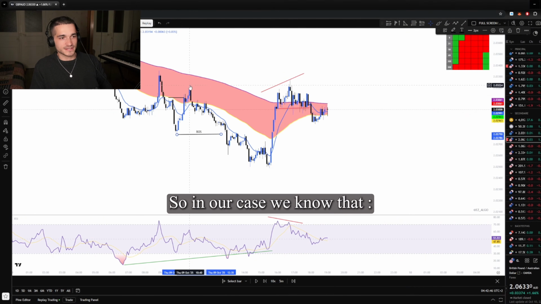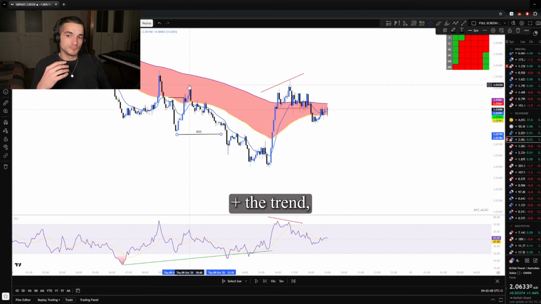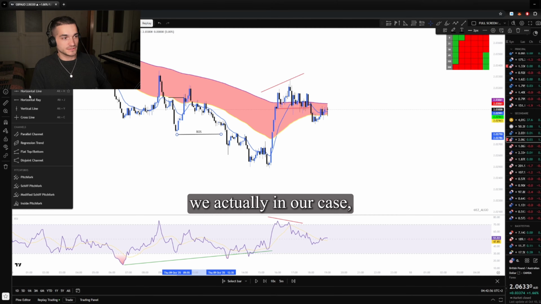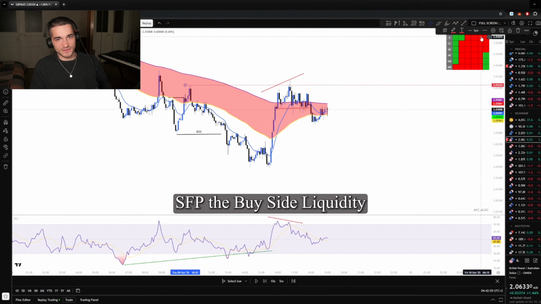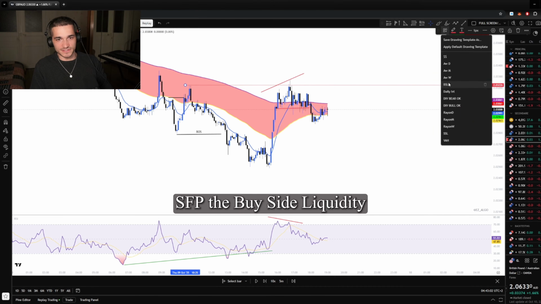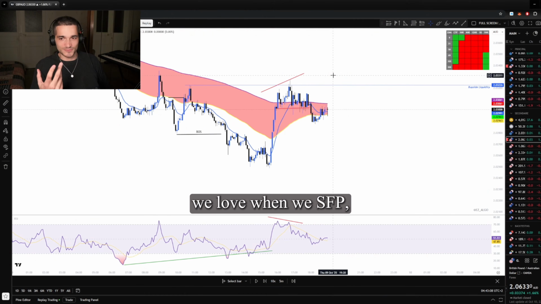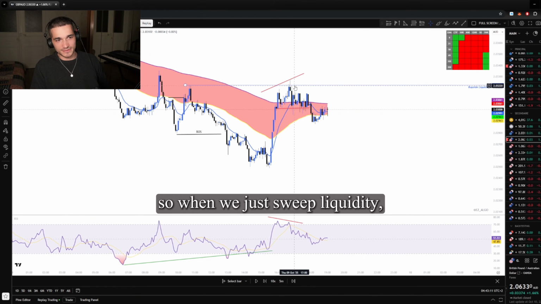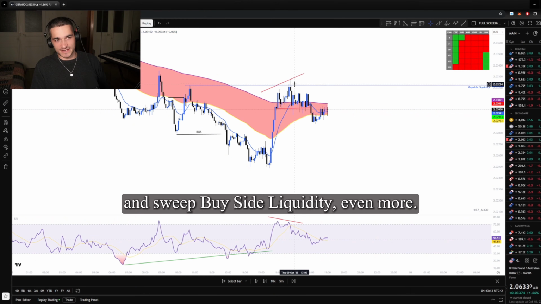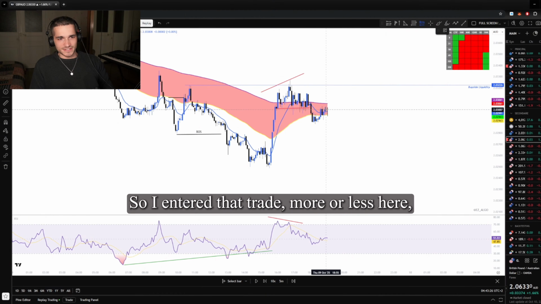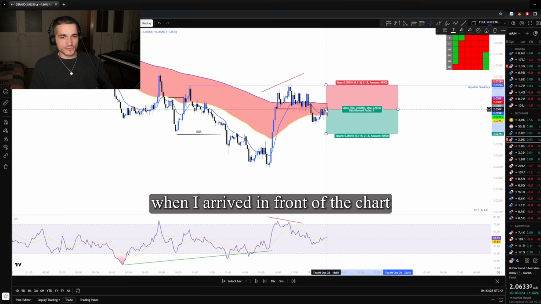So in our case, we know that, plus the trend, plus our divergence on our EMA 200, we actually SFP the buy side liquidity. So believe me, we love when we SFP, so when we just swap liquidity, and swap buy side liquidity even more. So I entered that trade more or less here when I arrived in front of the chart.